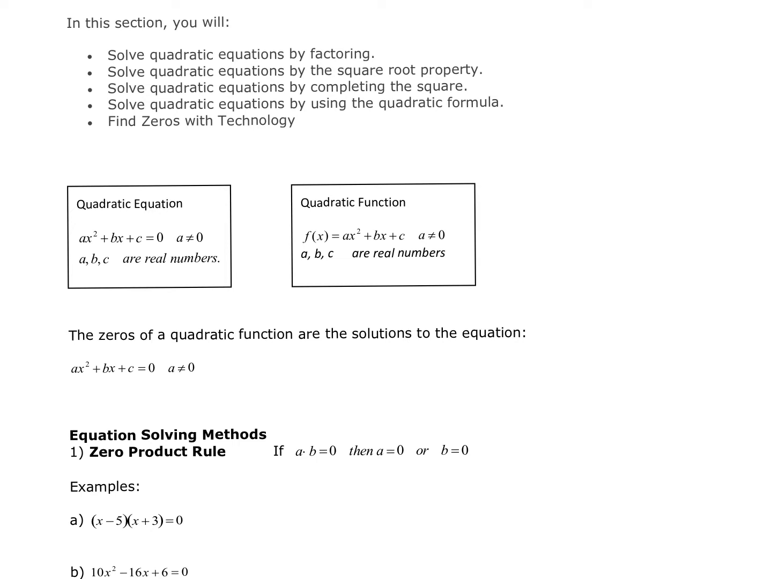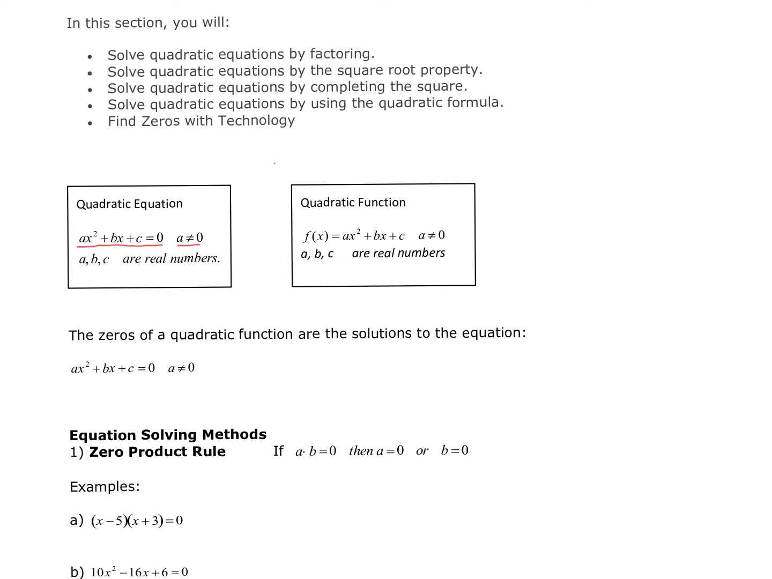So a quadratic equation is going to already be set equal to 0. So in this case, ax squared plus bx plus c equals 0. We do have to say that a cannot equal 0 because clearly if a were 0, we just have bx plus c, which is not a quadratic but linear.